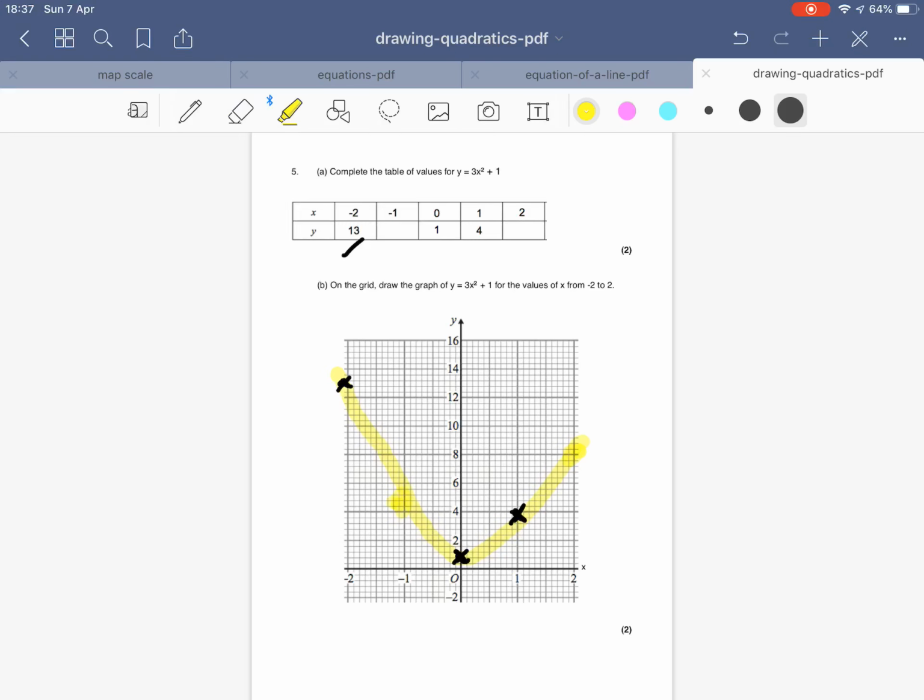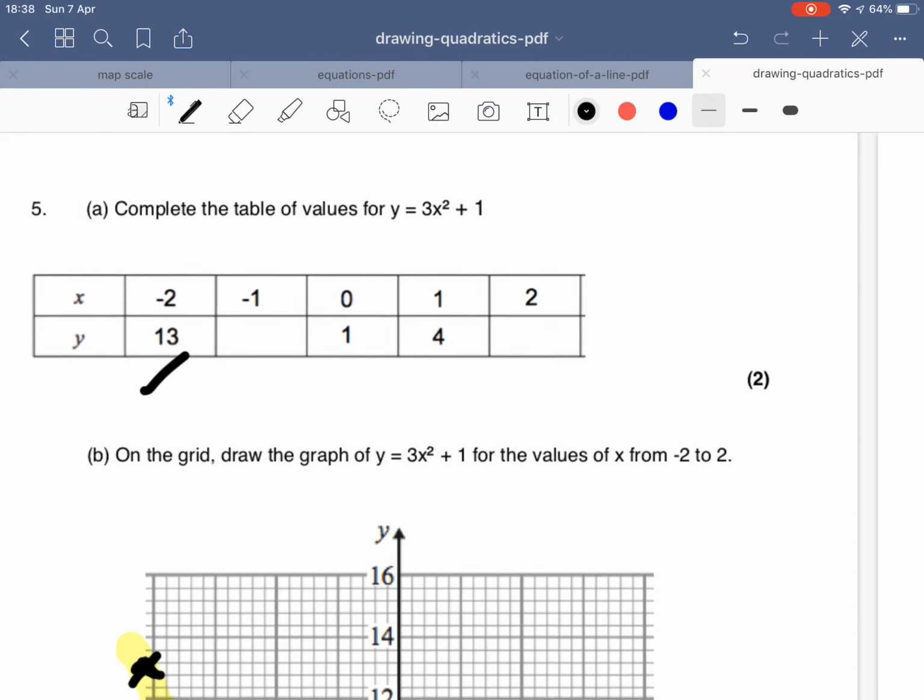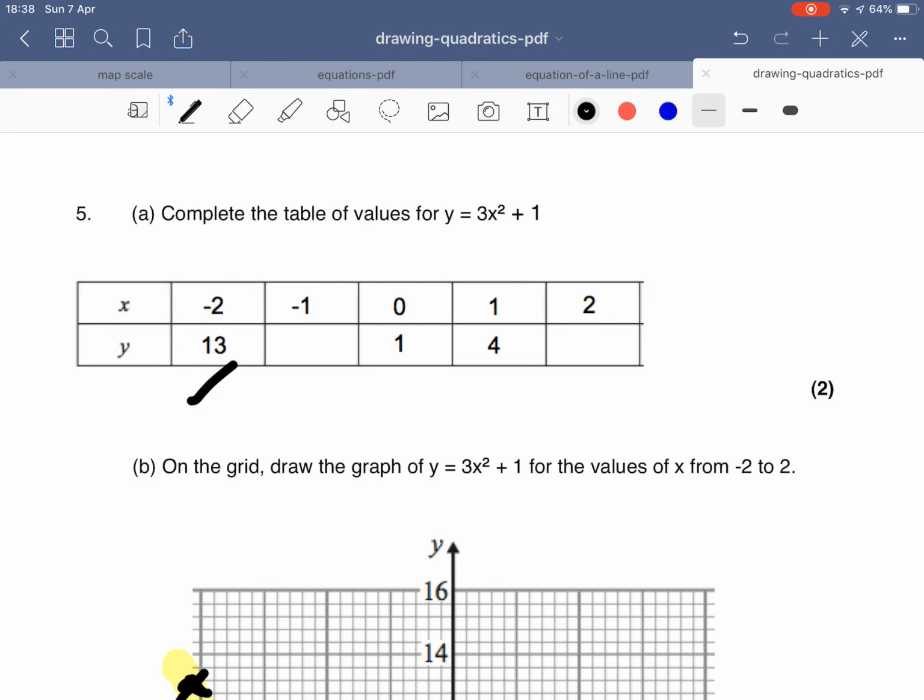Okay, so you can have a go, have a little bit of a guess to see where your answer should be about. Right, now we can have a go. So this one we're going to do 3 times x squared and then plus 1. So whatever my x is, I'm just going to replace here. So I'm going to do 3 times minus 1 squared plus 1. I've got to square that x. Okay, think of BIDMAS, you do your indices before you multiply. So you've got to do the squaring before you times it by 3.